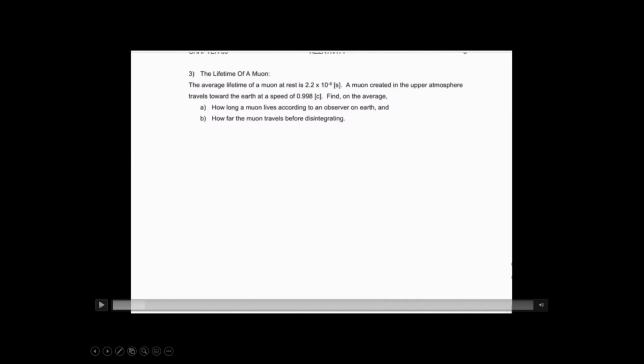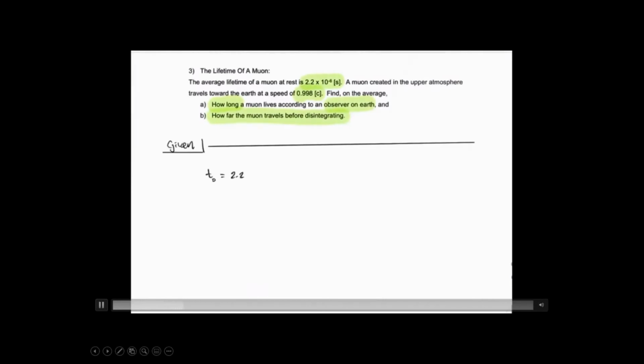All right, so we will measure that 2.2 microseconds to be much larger than what it is in reality. And then the next question is, how far will the muon travel before disintegrating relative to us? So that's what we're going to be looking at. All right, so let's list everything.